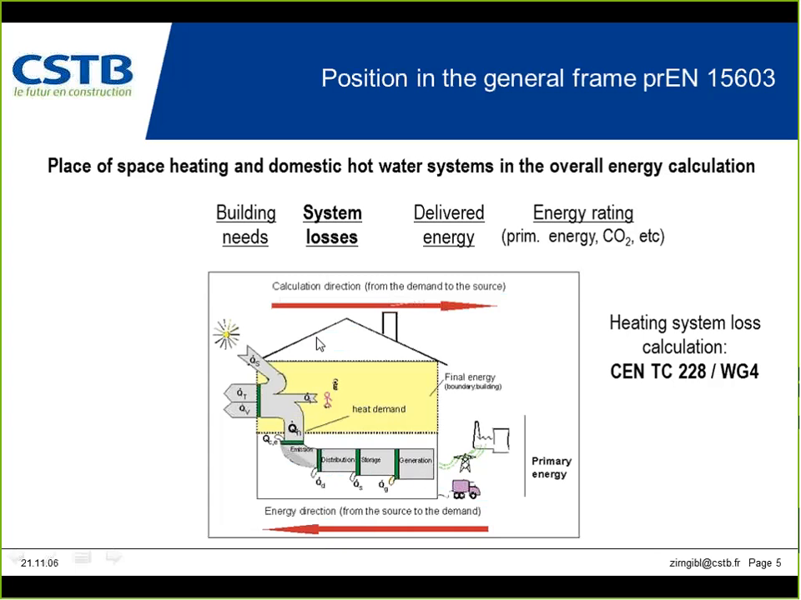And here you see that the calculation direction which we have in this overall energy calculation is that we go from the building needs to the energy rating, so it goes the other way around, from the demand to the source. And all the TC228 Working Group 4 standards are calculating the system losses, so the things which are going out at each subsystem.